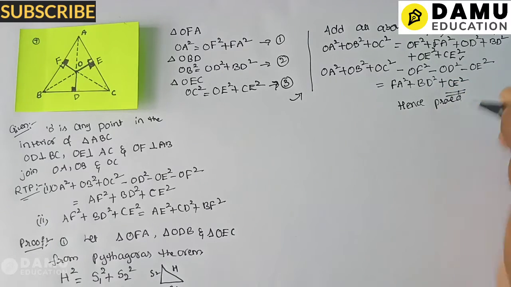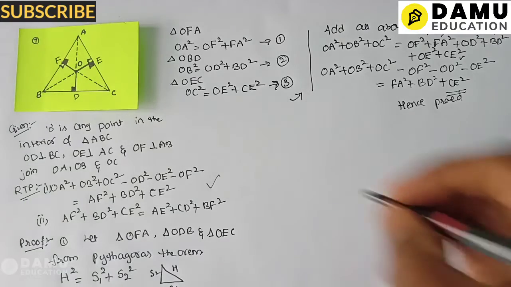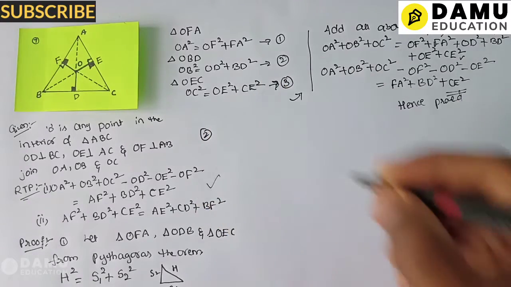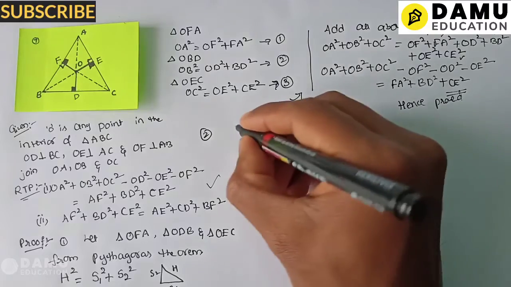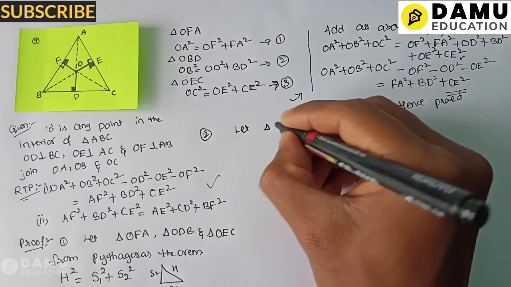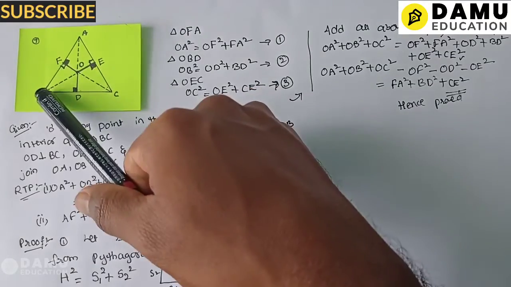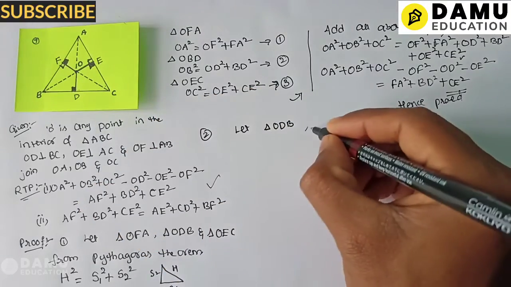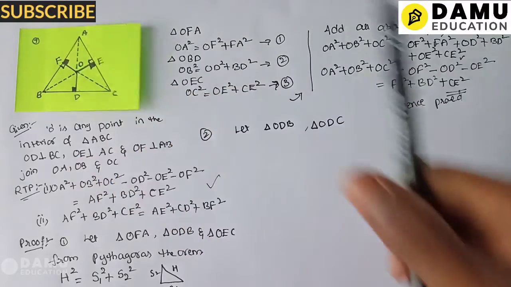So the first one we have shown. This is the one we required. Next one, the second one, let's take it. We are going to prove that in triangle ODB. So let triangle ODB and triangle ODC.